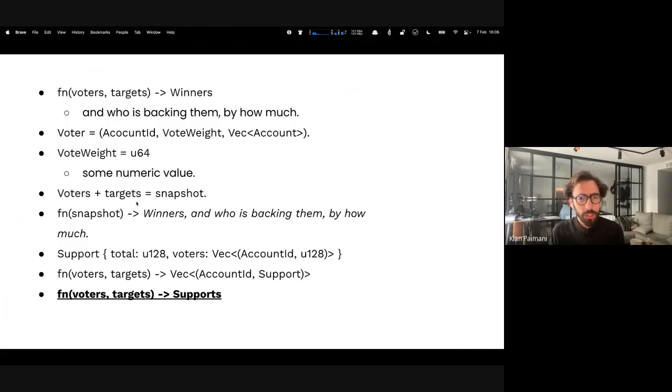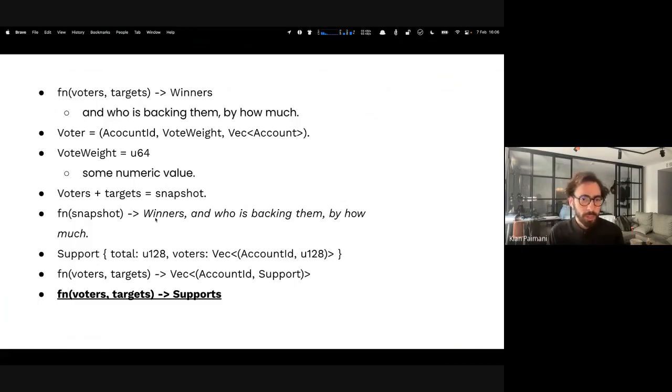Another important keyword is that the voters and targets together, we refer to them as a snapshot, because they're the entire state, or the snapshot, that you need to compute to run this function. It's just another piece of terminology. So we can simplify the previous function notation as a function that takes a snapshot and spits out some winners and who's backing them.